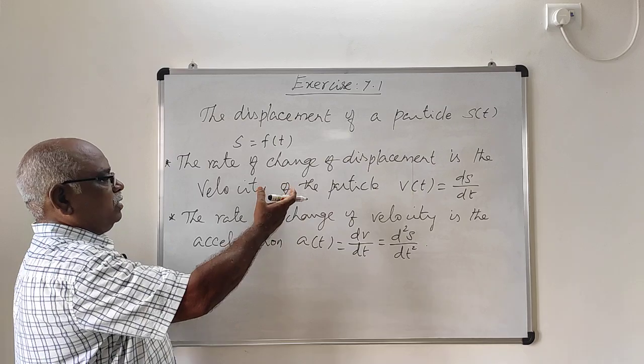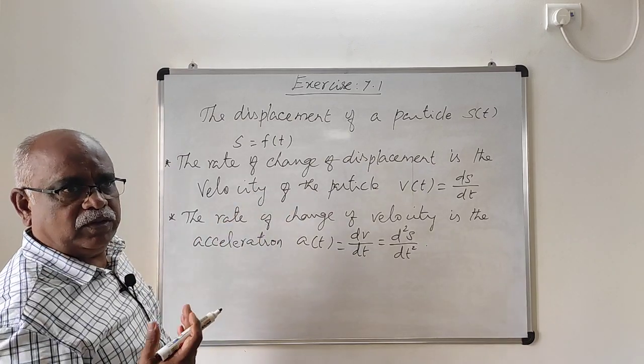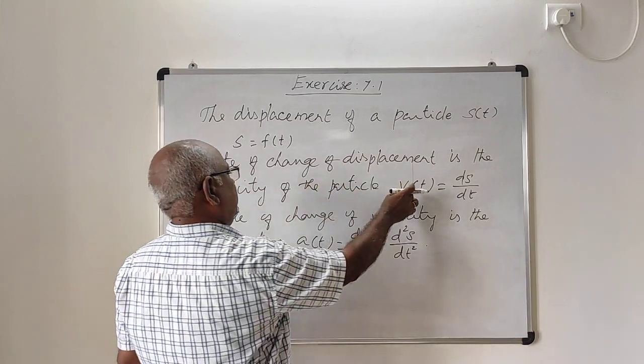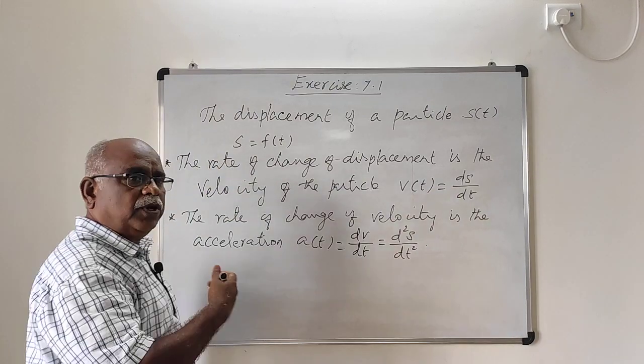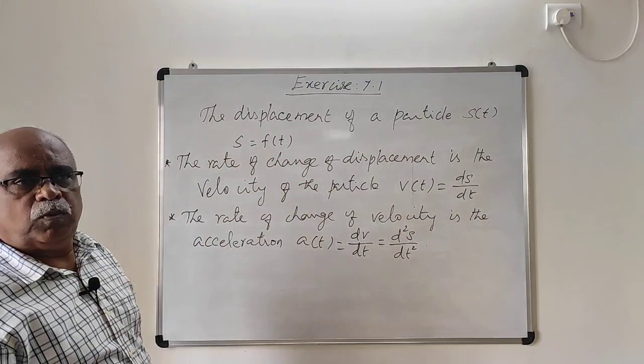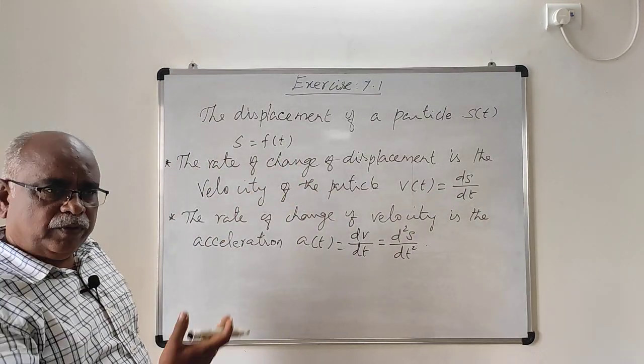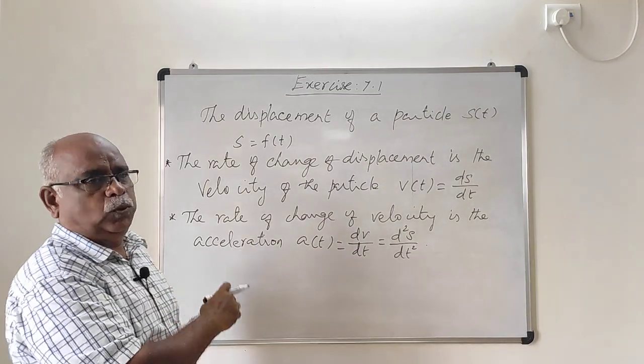When the particle comes to rest, the velocity is zero. The particle is moving forward if the velocity is positive. If the particle is moving backward, then the velocity is negative.